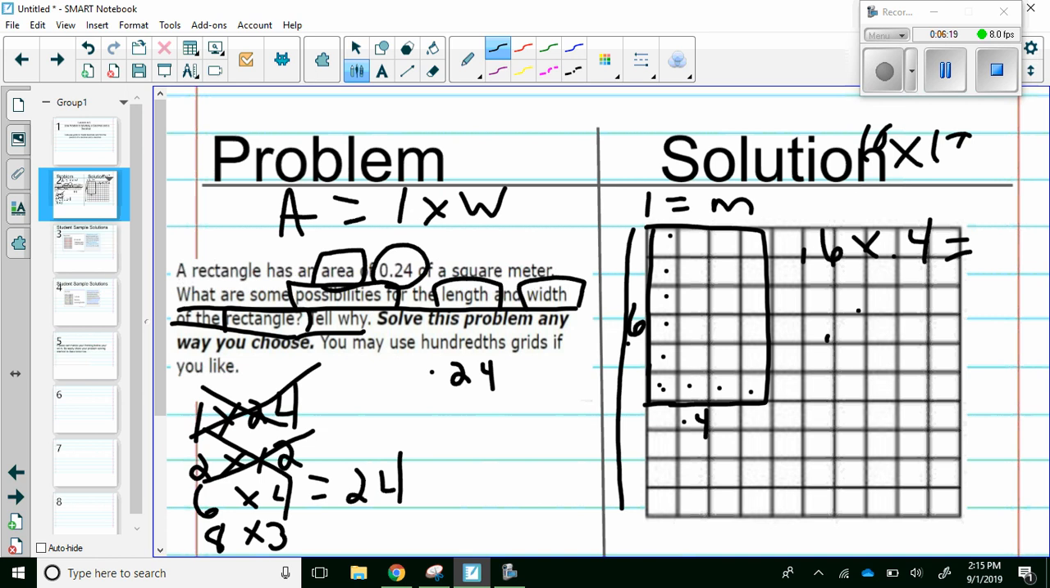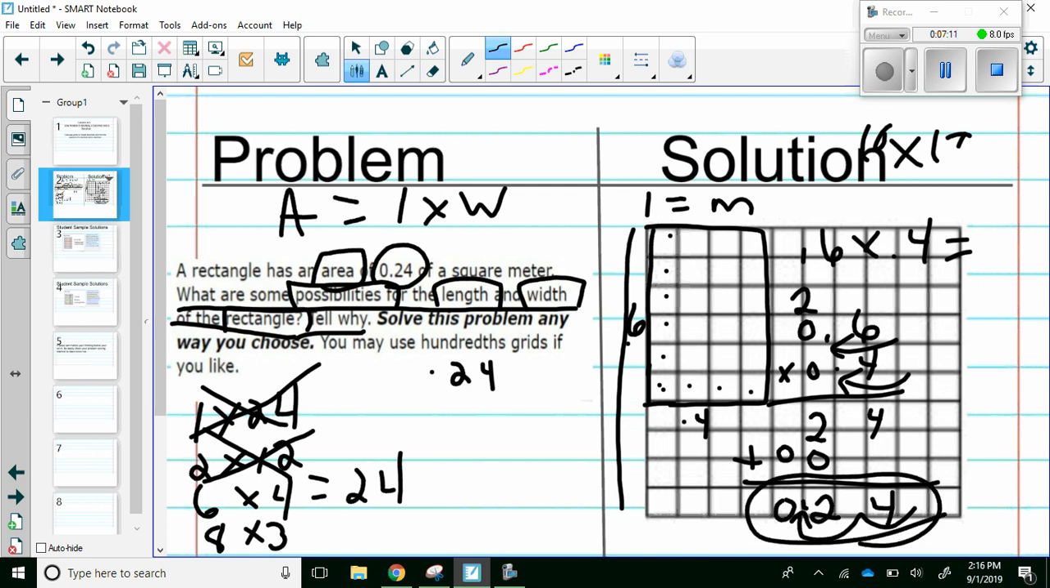So I have 6/10 times 4/10. 6 times 4 is 24. Then 6 times 0 is 0, 0 times 0 is 0. And then I want to add together 4, 2, and 0. Now I need to figure out where to put my decimal place. I have one place this way. I have another place this way, so that is 2 places that I moved it over. So I know my answer would be 24 hundredths, and that's how I solve my problem.